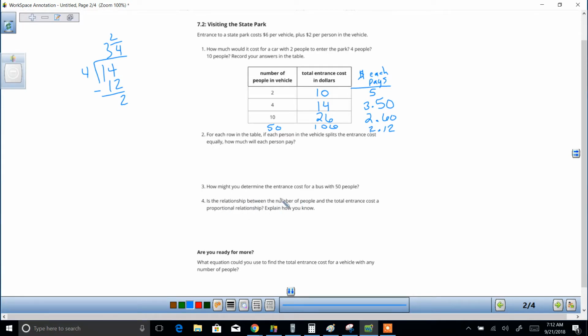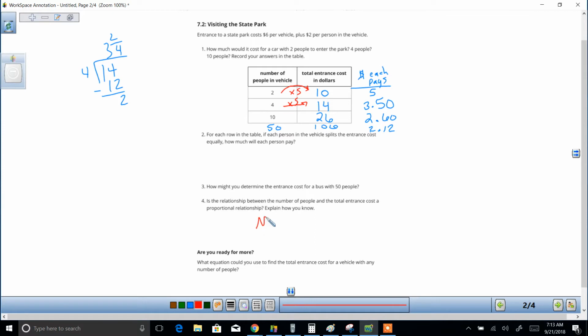Is the relationship between the number of people, this column, and the total entrance cost a proportional relationship? Explain how you know. Well, if it's a proportional relationship, we should be able to find a constant between these 2 columns, ignoring this column for now, that works for all of the numbers. Well, if we do that, 10 divided by 2 is 5. That's simple enough, right? We multiply by 5. But the question is, does that work for every example in the table? And it doesn't. 4 times 5 is not 14. So this is not a proportional relationship.